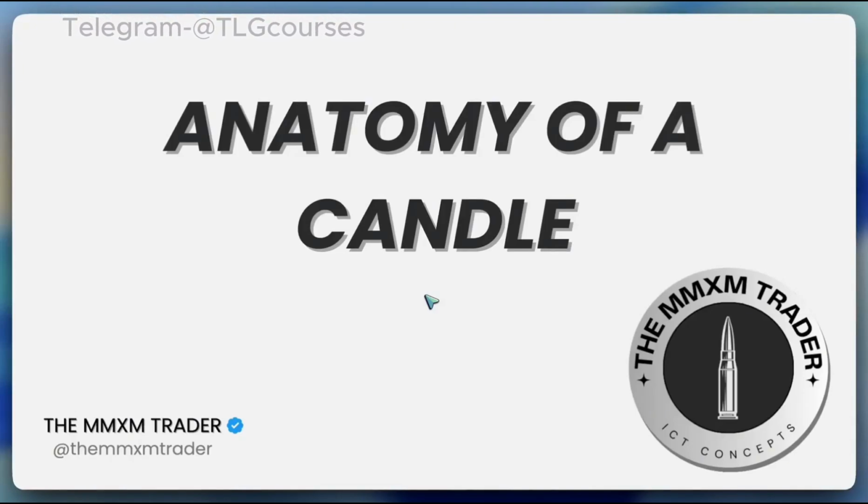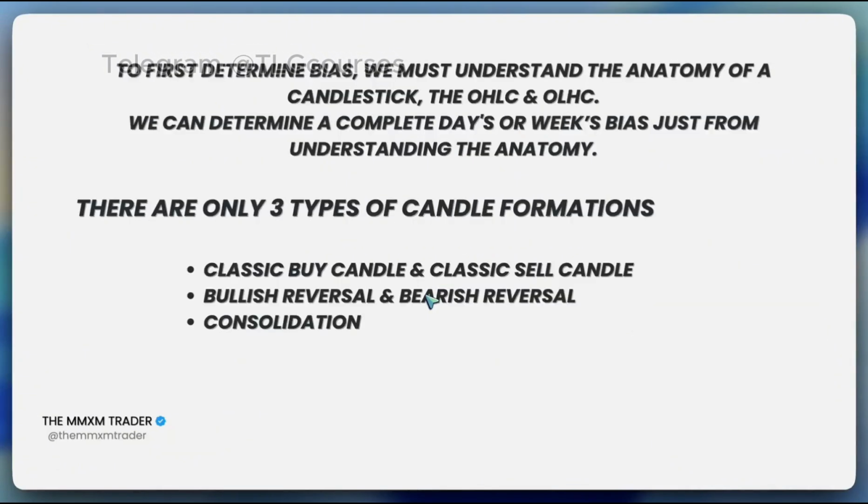Okay, guys, kicking off the long-term perspective chapter of the course, we're starting off with understanding the anatomy of a candle. To first determine bias, we must understand the anatomy of a candlestick: the open, high, low, close, and the open, low, high, close, right? We can determine a complete day's or week's bias just from understanding the anatomy, okay?